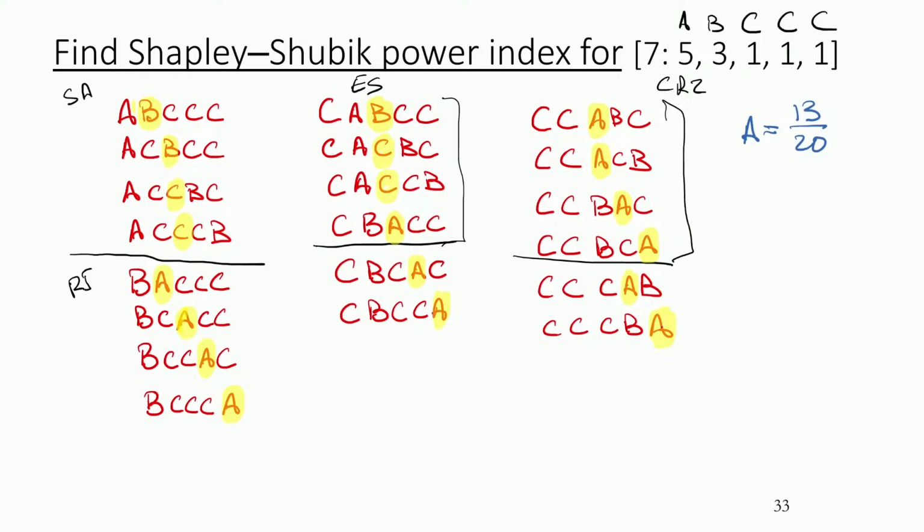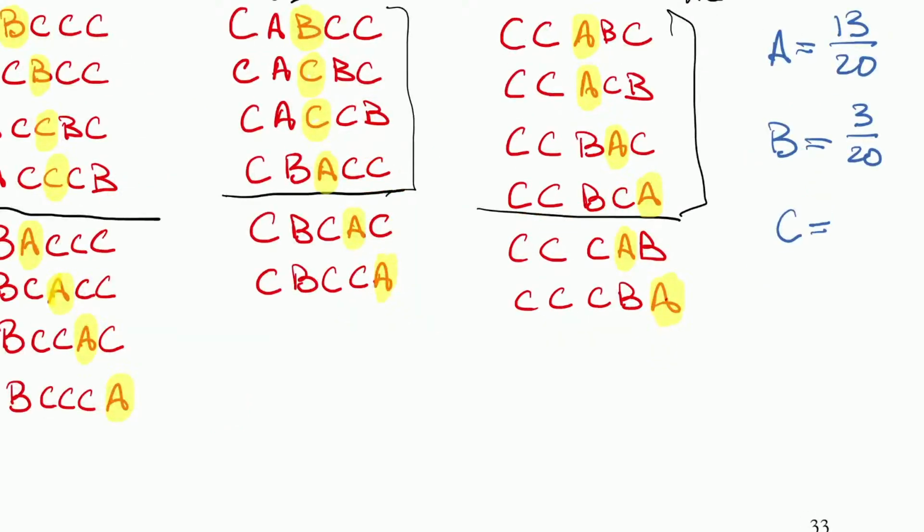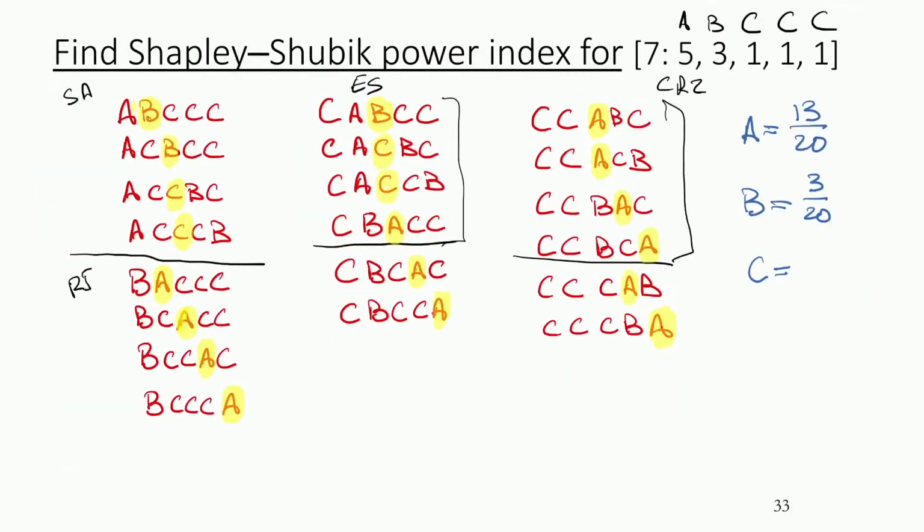Okay, and then letter B, how many times do we have? 1, 2, 3. Is that right? Just 3? So 3 out of 20. And then C is going to be the balance. Is that 4? 1, 2, 3, 4. I think there's 4.